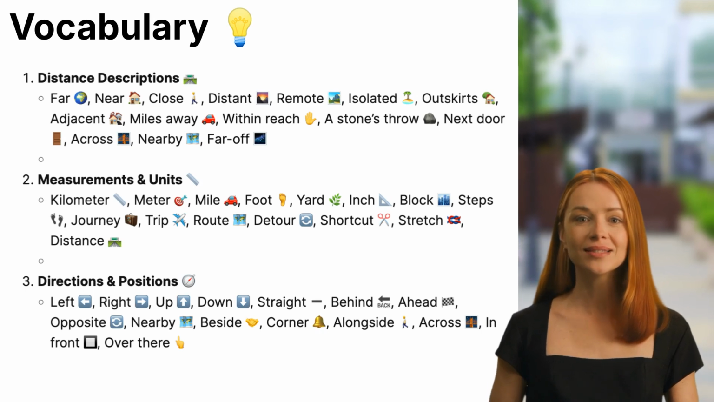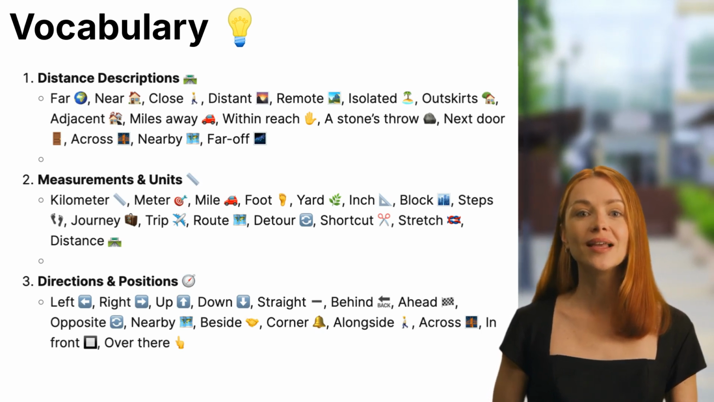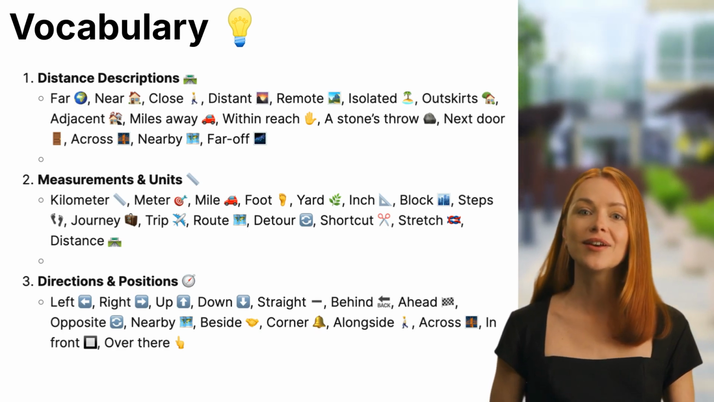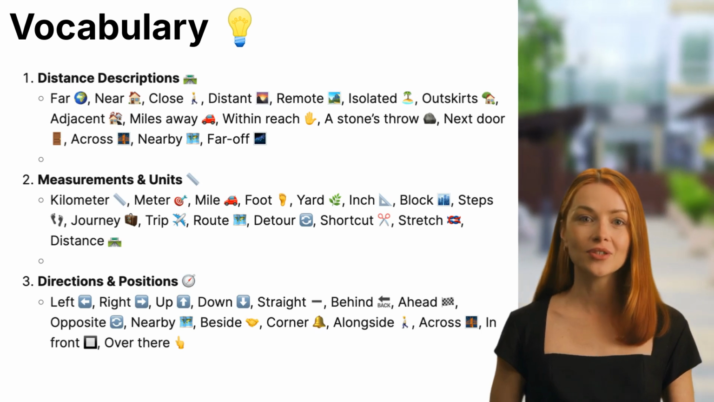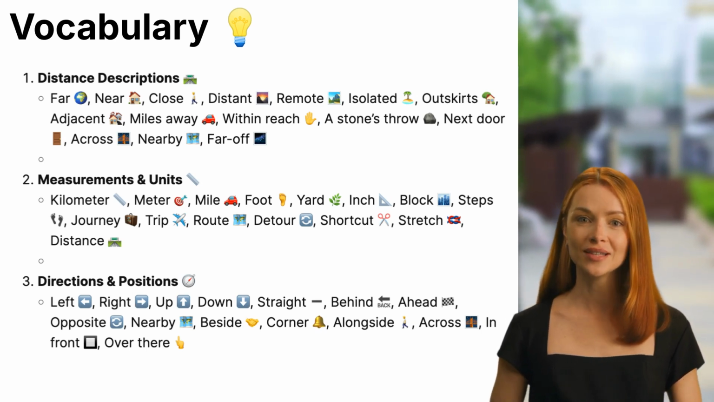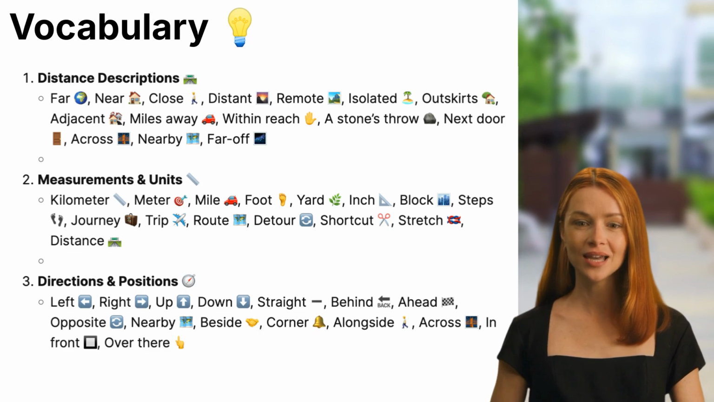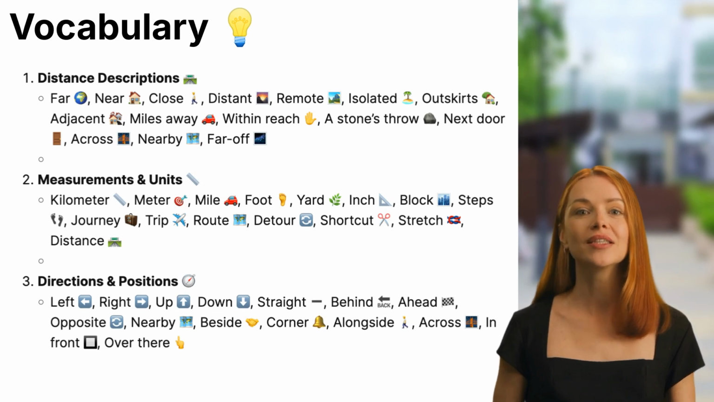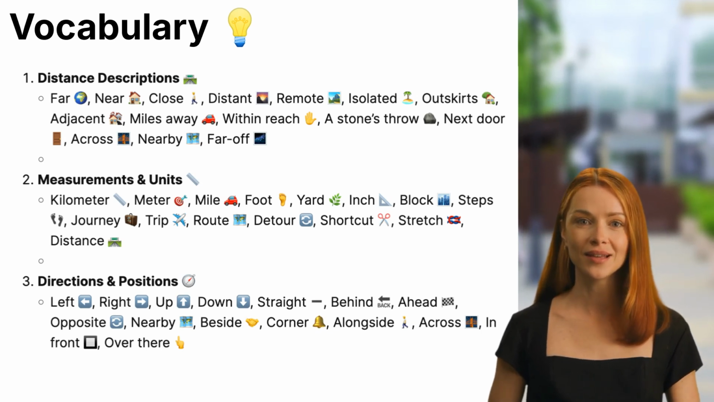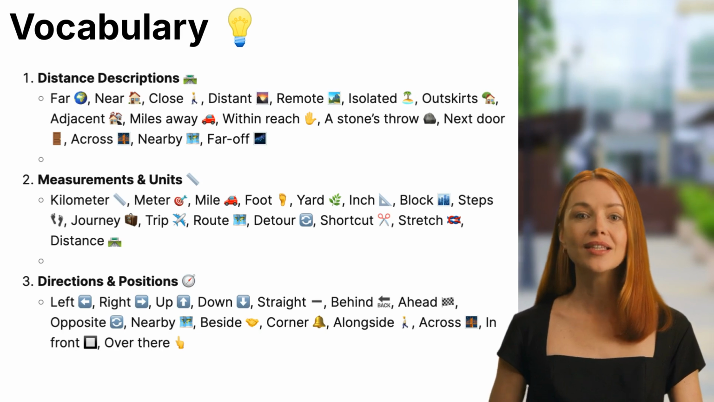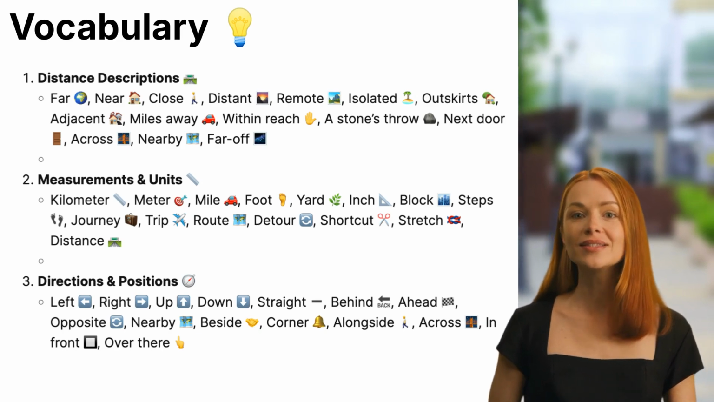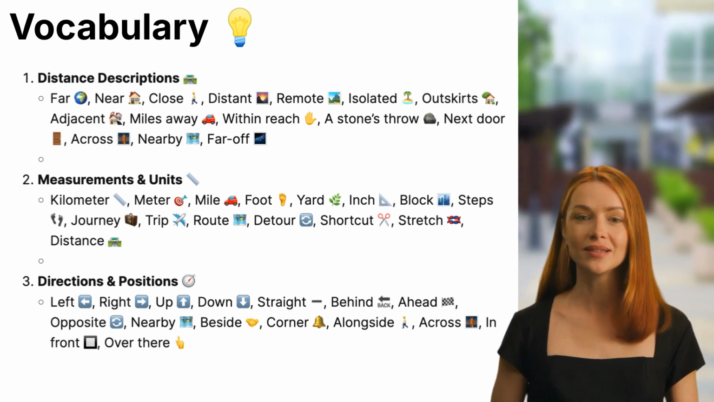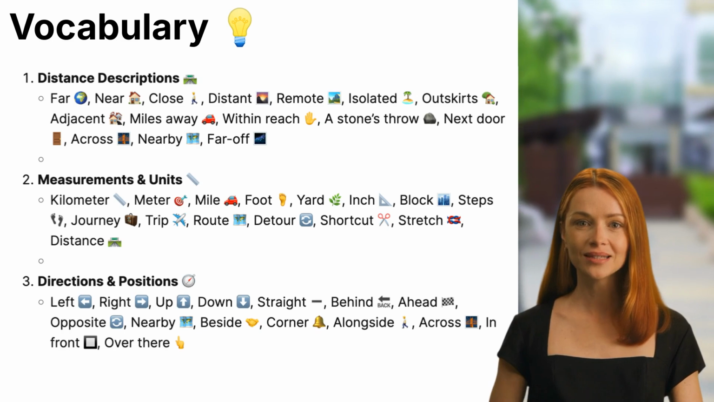2. Measurements and units. Kilometer, a metric unit of distance, equal to 1,000 meters. Meter, the basic unit of length in the metric system. Mile, a unit of distance commonly used in the US and UK. Foot, a unit of measurement equal to 12 inches. Yard, equal to 3 feet. Inch, a small unit of length, often used for short distances. Block, a city block, the distance between streets. Steps, measured by counting your walking steps.